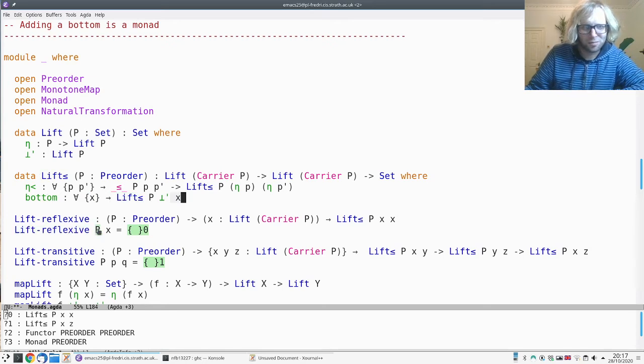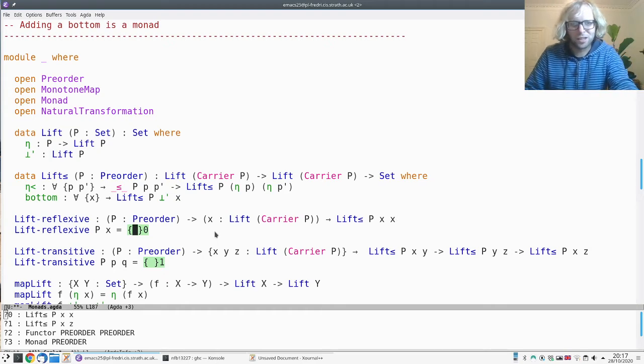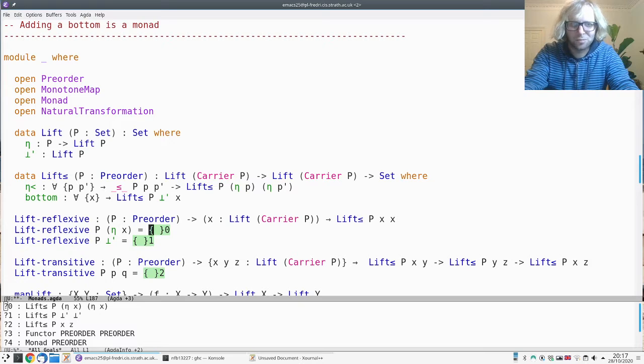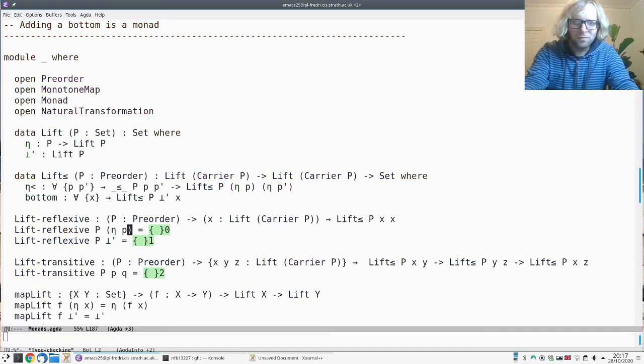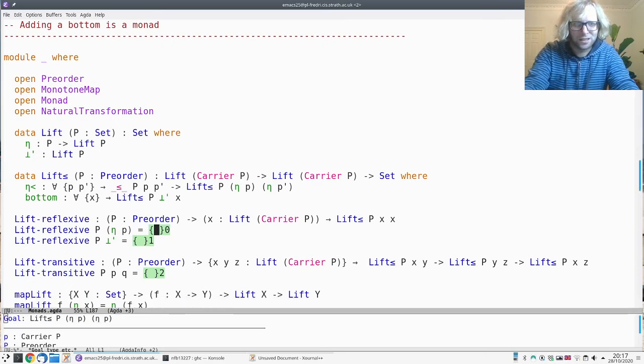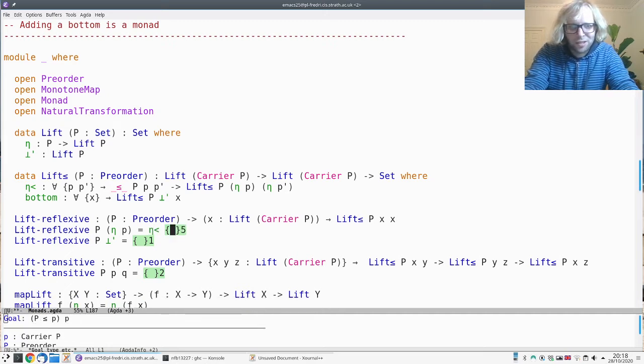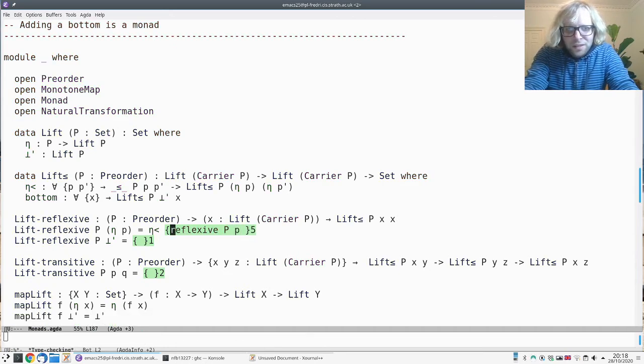Okay, so I've defined an order, but I have to show that it's reflexive and transitive. So let's do that. I'm going to do that by looking at the x. It's either an eta or the new bottom element. Okay, if it's an eta, then I need to show that eta P is smaller than eta of P. Well, eta less-than will do that if I know that P is smaller than P. But I started with a preorder, so I know that P is reflexive. Let's see what went wrong here.